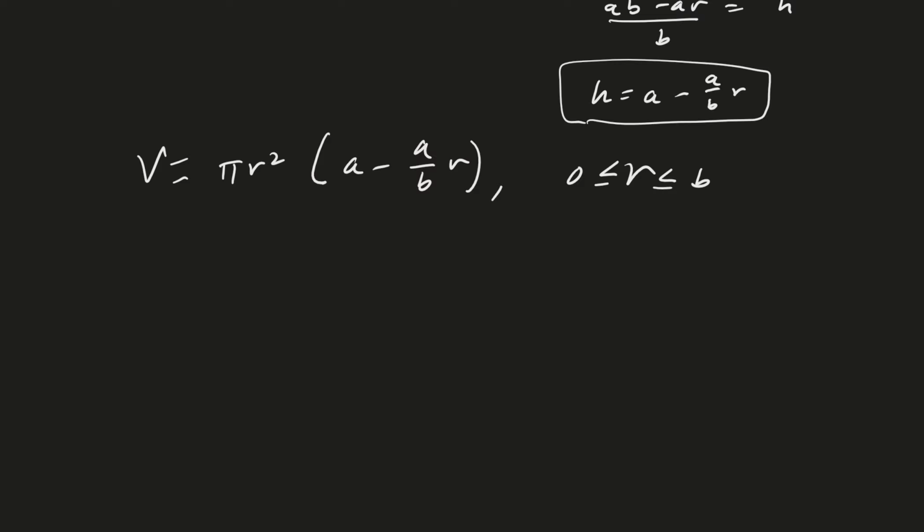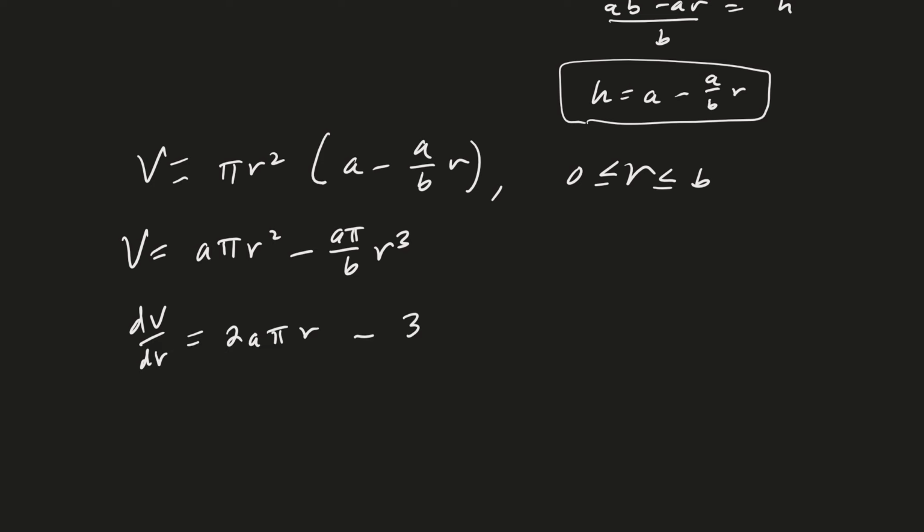And so it's probably easier to go ahead and multiply this through before we differentiate. So we could say the volume is a pi r squared minus a pi over b times r cubed, right? So then dV over dr is just 2a pi r minus 3a pi over b r squared. Good. And now we're going to solve for where that's equal to 0.